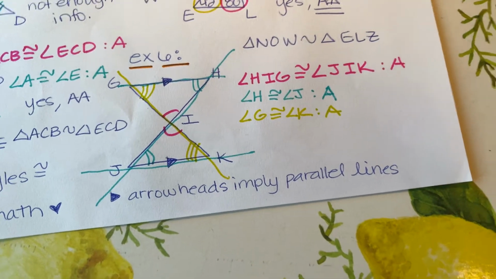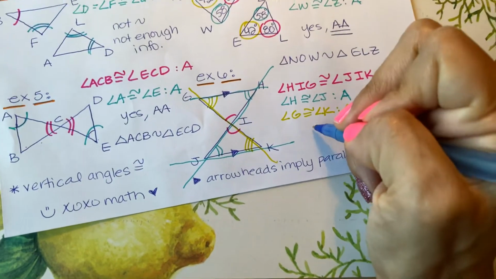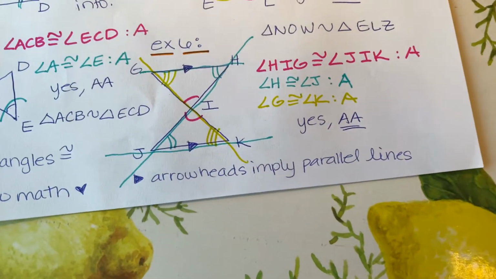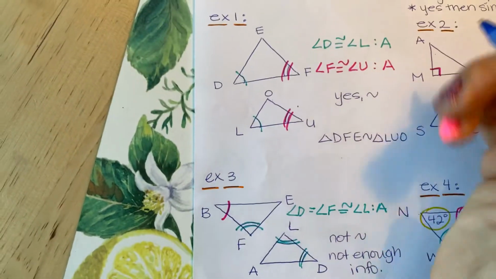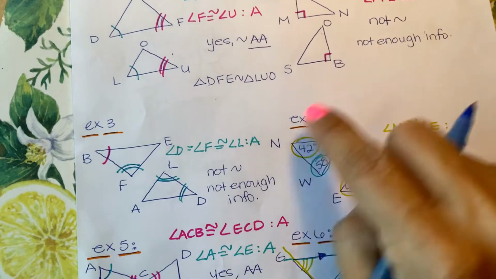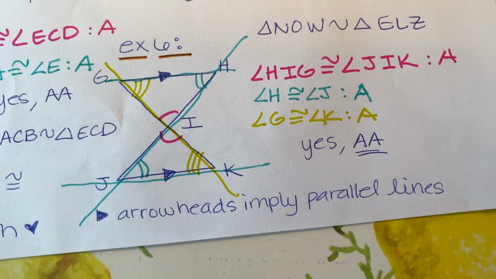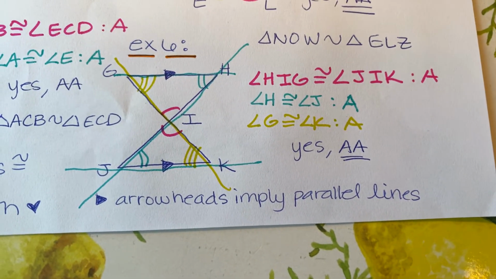So we only have to prove angle, angle, not angle, angle, angle. So yes, they're similar. Remember, you only have to prove two, not three. So when I put yes, that's angle, angle, not, right? This was angle, angle, right? They were all angle, angle, except for the not because we didn't get enough information, or the arcs did not match.